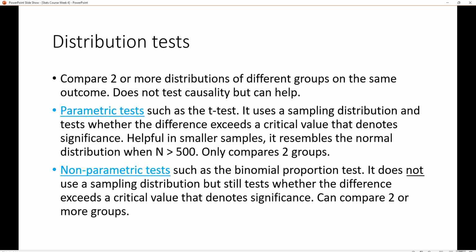And for non-parametric tests, we use those such as the binomial proportion test. It does not use a sampling distribution, but it still tests whether the difference exceeds a critical value that denotes significance. So that's a similarity it has with parametric tests. Although it doesn't have a sampling distribution, we use some of the same concepts. Non-parametric tests can compare two or more groups.